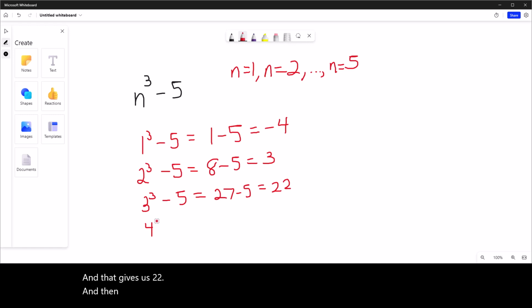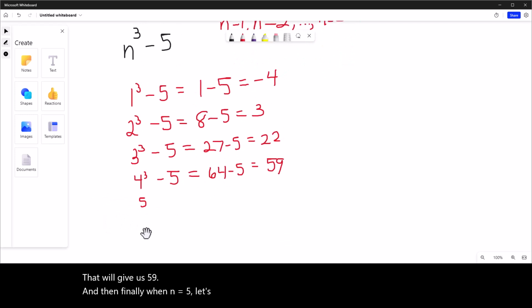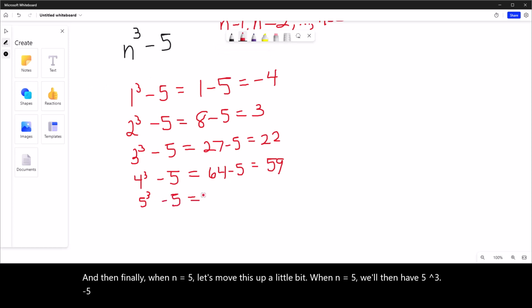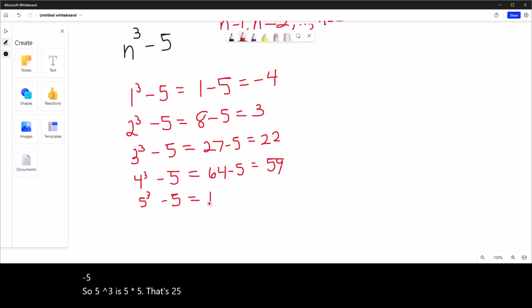And then next we'll have 4 cubed minus 5. 4 cubed is 4 times 4 times 4. 4 times 4 is 16. 16 times 4 is 64. 64 minus 5, that will give us 59. And then finally, when n equals 5, we'll then have 5 cubed minus 5. So 5 cubed is 5 times 5, that's 25. 25 times 5 is 125. Minus 5 equals 120.